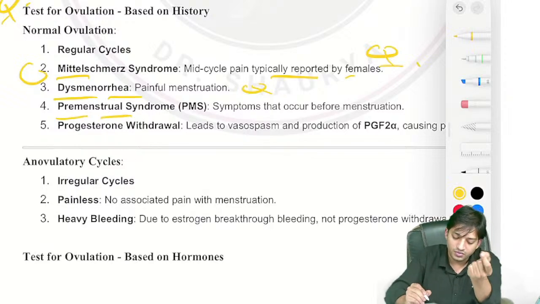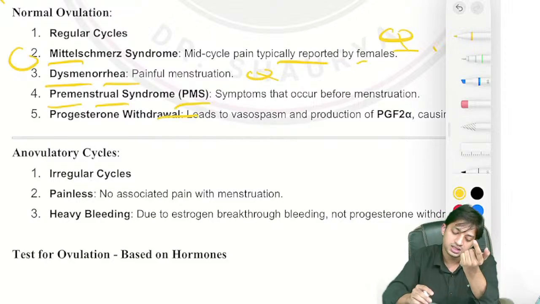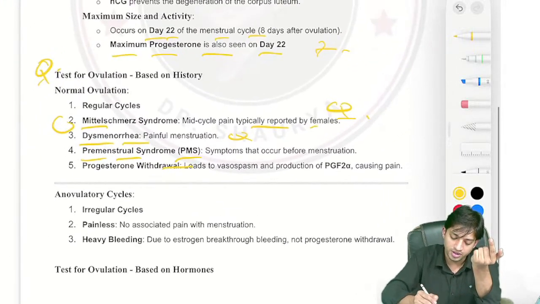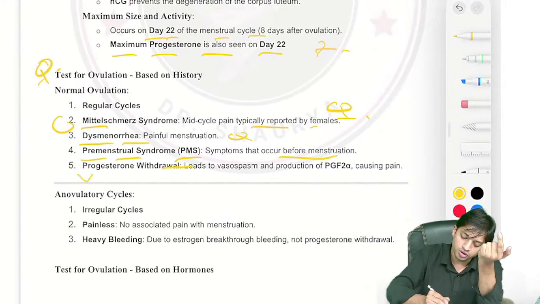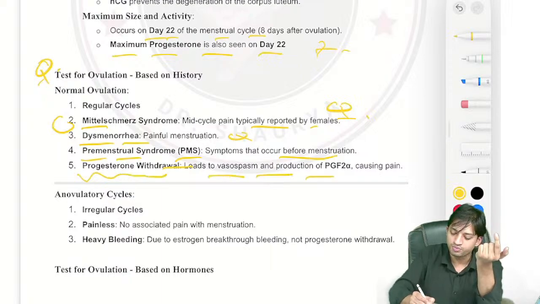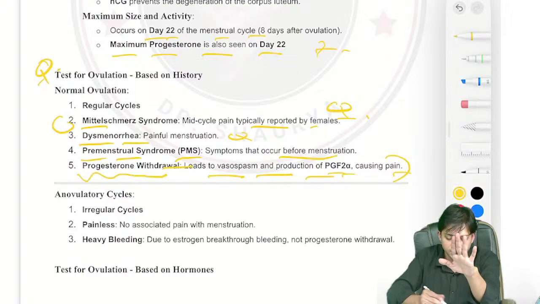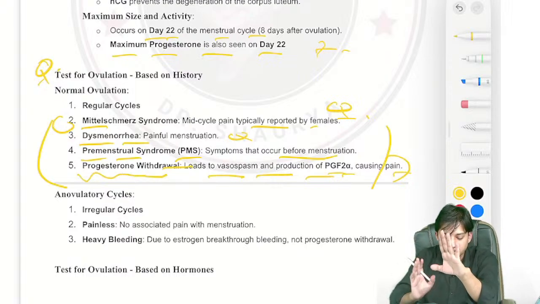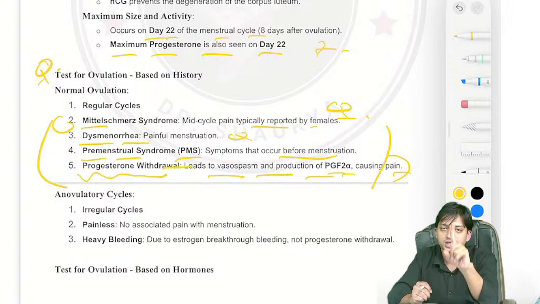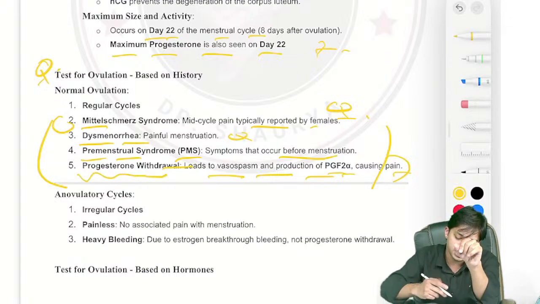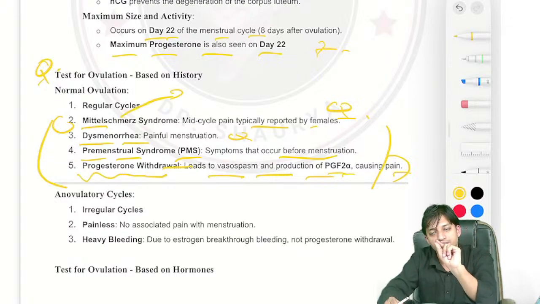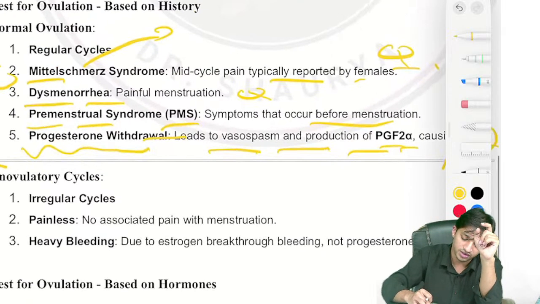Now, premenstrual syndrome, PMS, has symptoms that occur before menstruation, and progesterone withdrawal leads to vasospasm and production of PGF2 alpha that also causes pain. That is why these are the normal signs based on history from which you can guess ovulation. Most important among them, the question asked is mittelschmerz. Mittelschmerz is the mid-cycle pain typically felt at the time of ovulation, reported by the females.